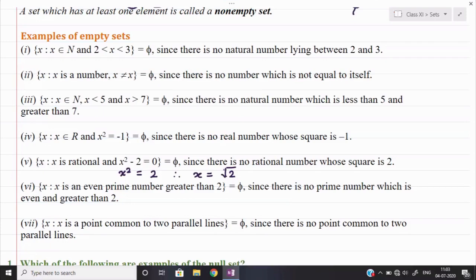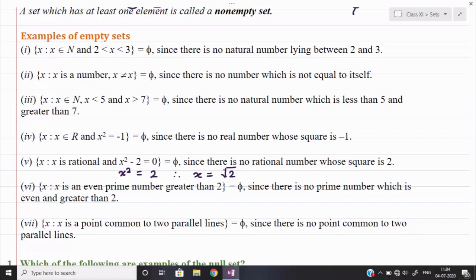They are saying x is an even prime number greater than 2. We know the even prime number there is only one, that is 2. And after that, whichever prime number comes, they all are odd. So we do not have any even prime number which is more than 2. So again the condition is false and we cannot put any element.